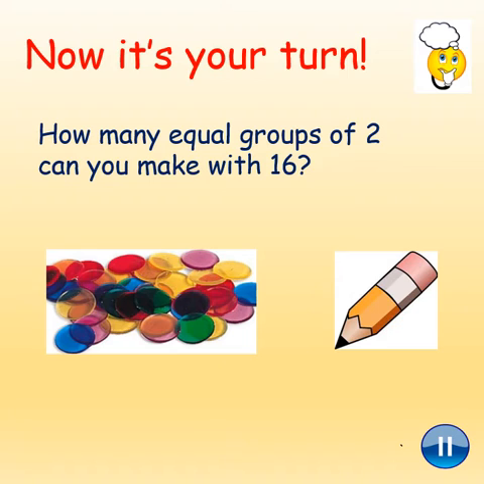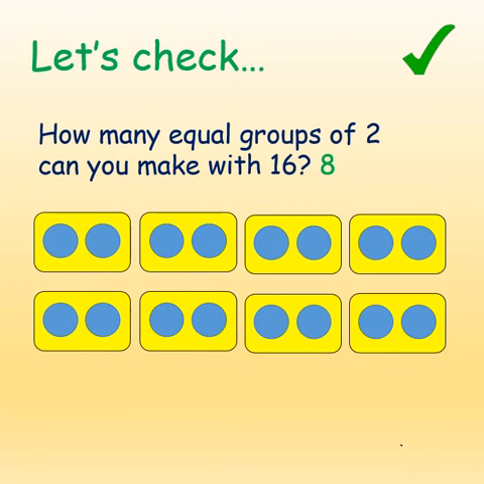Okay, next one. How many equal groups of 2 can you make with 16? So draw your 16 counters and have a go at grouping them in groups of 2 and finding out how many you have. Pause the video here so you've got time to do this. Okay, let's check. So you should have done 16 counters and then grouped them into groups of 2, and you should have worked out that there are 8 groups. Okay, so well done if you got that right.